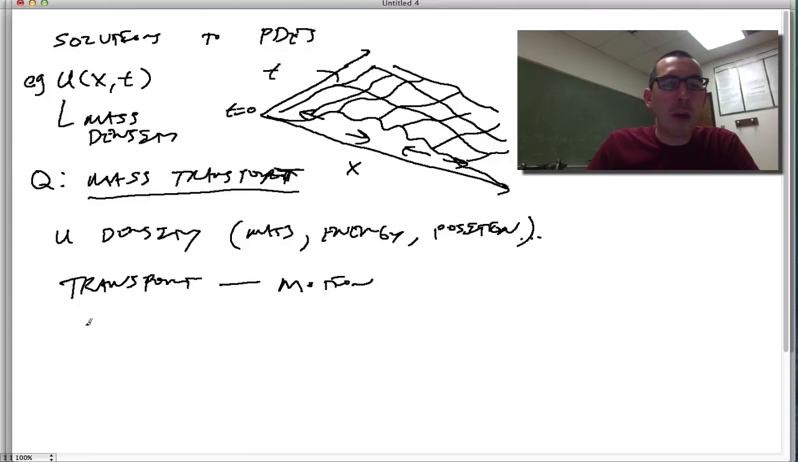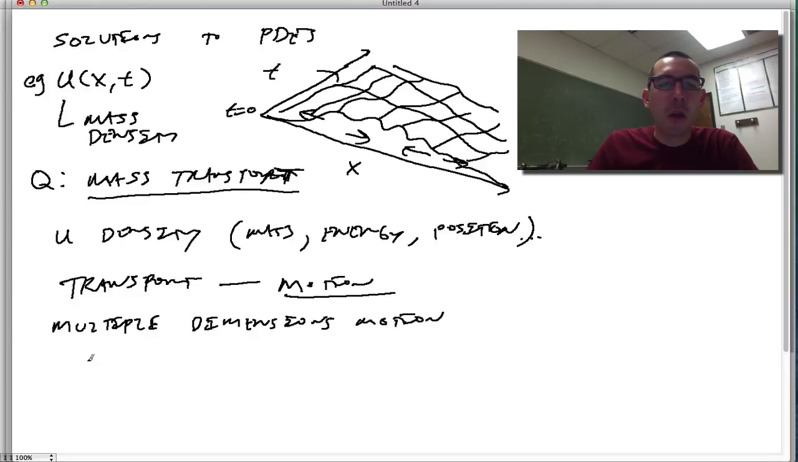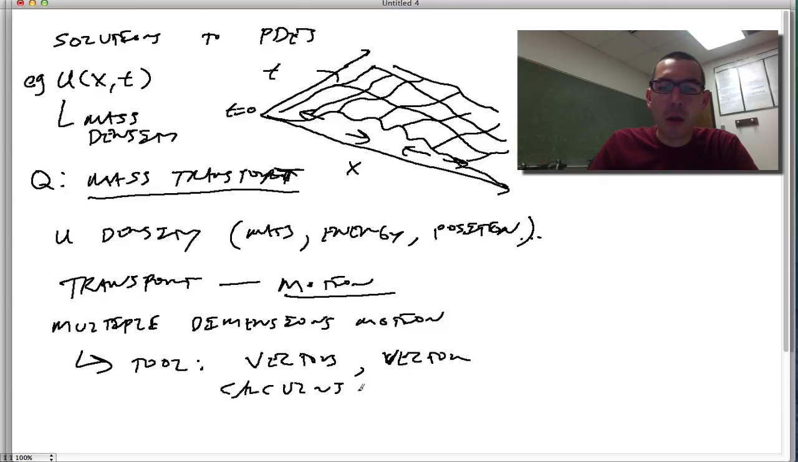And so what are the mathematical tools we have for dealing with transport and motion? Well, when we're talking about multiple dimensions, and we're talking about motion, the tools are going to be vectors and vector calculus. Okay, so vector calculus is something you've learned in maybe your Calc 3 class, and that might have been a little while ago.